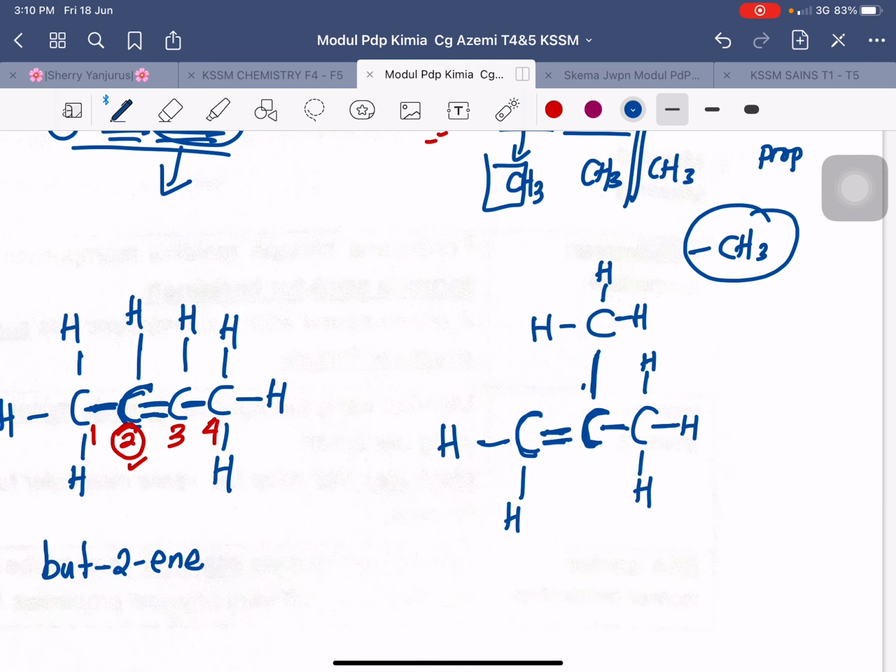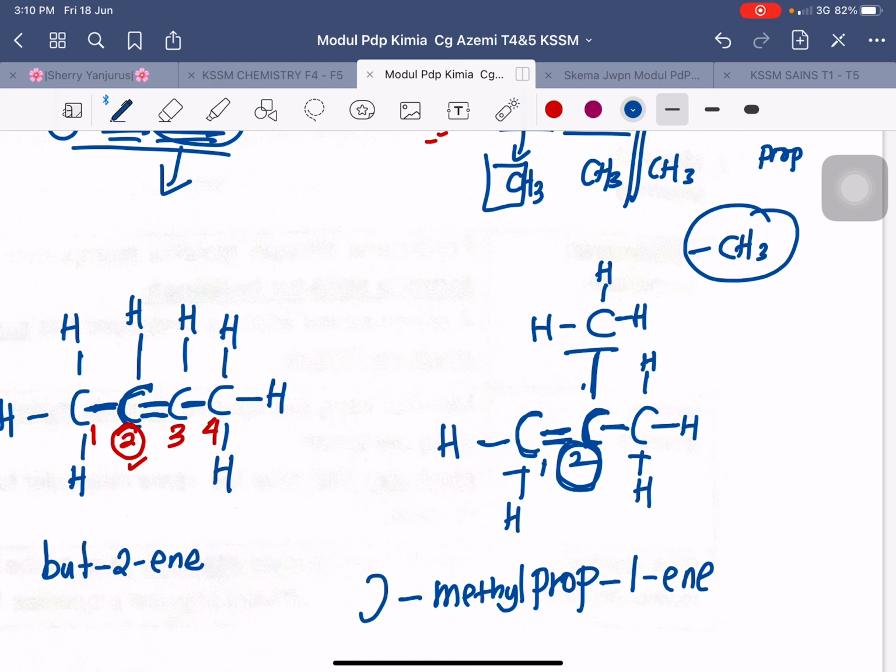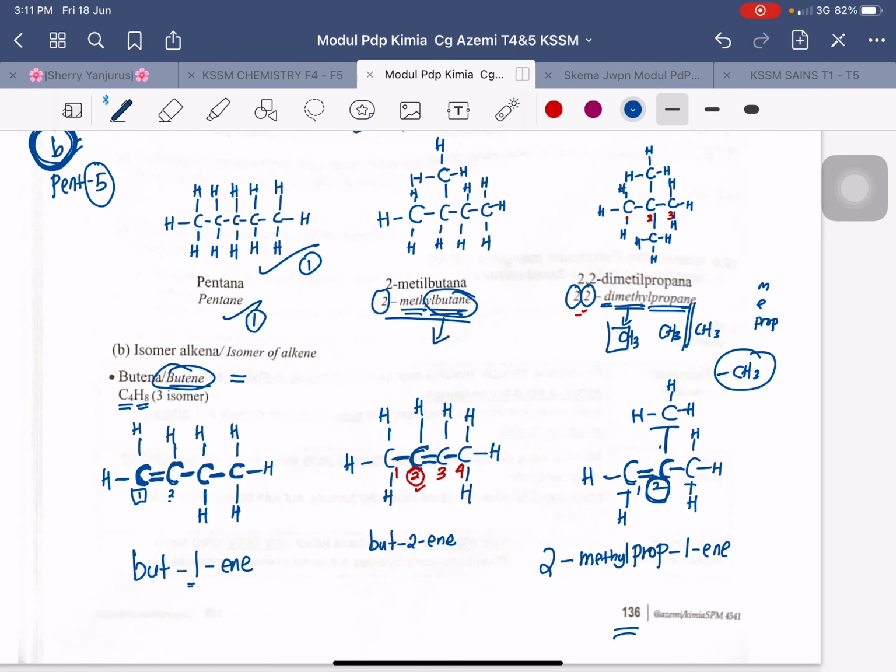Okay, so sekarang kita kasih nama. The longest chain is prop. Sebab ada 3. Prop. Di mana double bond? 1 in. Prop 1 in. Because it's between the 1 and 2. Remember? Mesti mau pilih yang kecil. Next, this is methyl. Okay? Jenis cabang ini adalah methyl. Remember? You go to buku teks balik methyl. Di mana kedudukan the methyl? In the second carbon. So it's 2 methyl prop 1 in. That's how you do the second one.